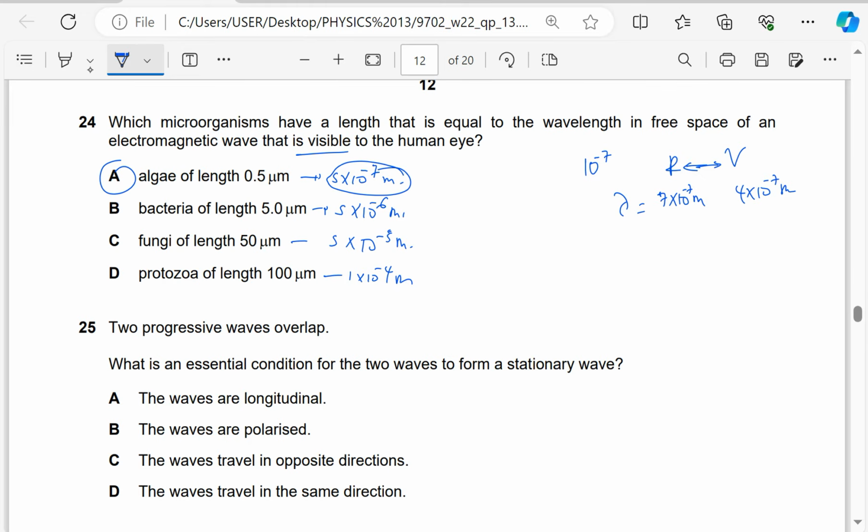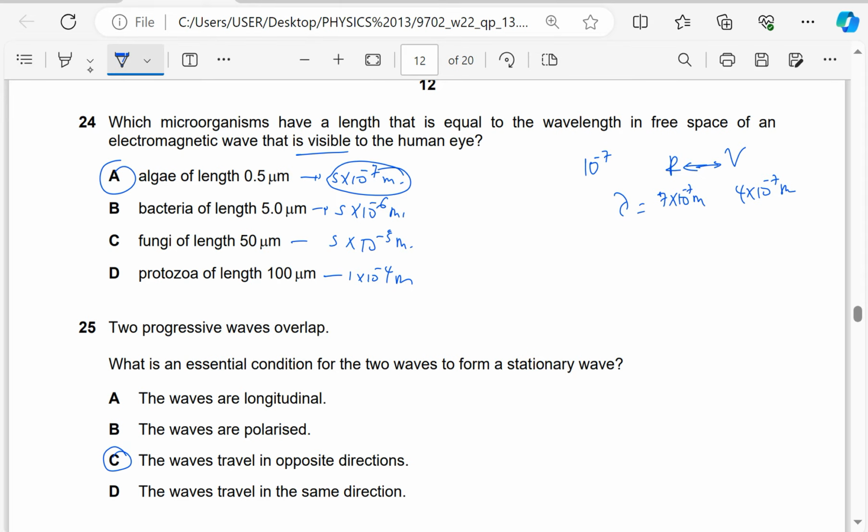Two progressive waves overlap. What is the essential condition for the two waves to form a stationary wave? Stationary wave, remember, should have nodes and antinodes. Two waves cannot form a stationary wave if they are moving in the same direction. So the answer is going to be C.